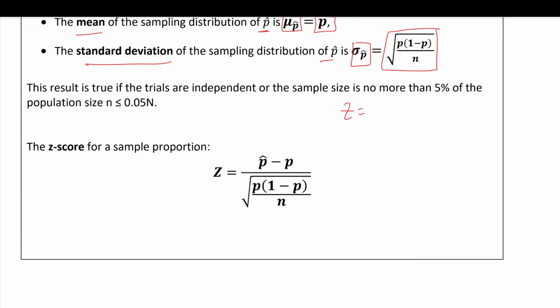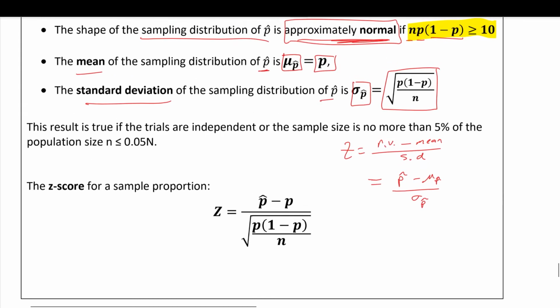Again, z-scores are just whatever random value you're talking about minus the mean divided by the standard deviation. In our case, the random variable is the sample proportion, minus the mean of your sample proportion, divided by the standard deviation of your sample proportion. The mean of the sample proportion is the proportion, right? That comes from here. And the standard deviation of the sample proportion is this whole square root thing, which again comes from here.